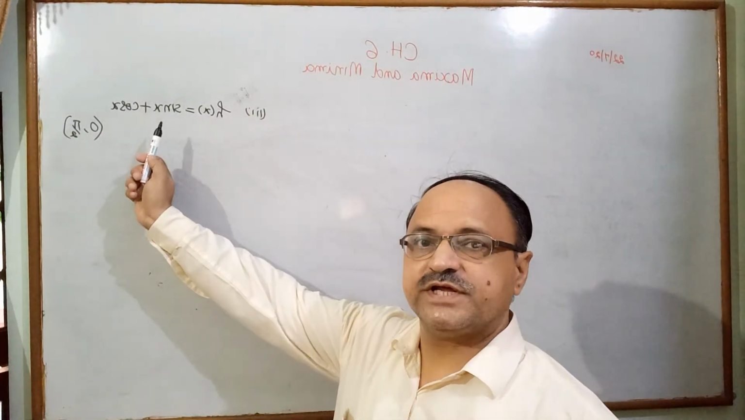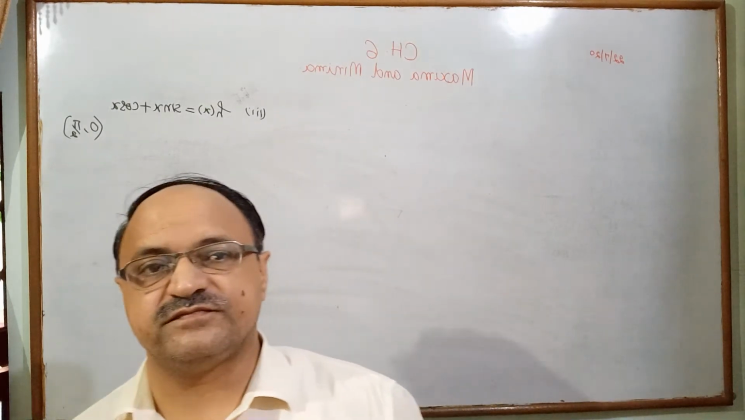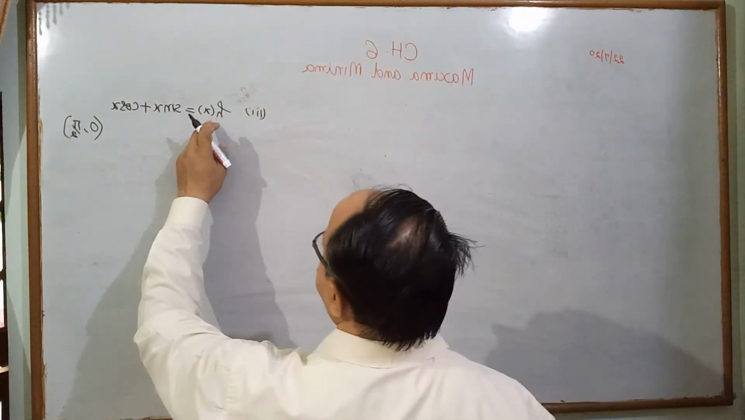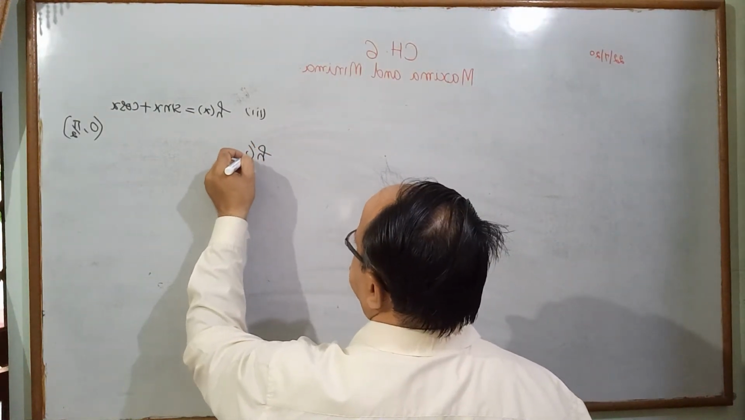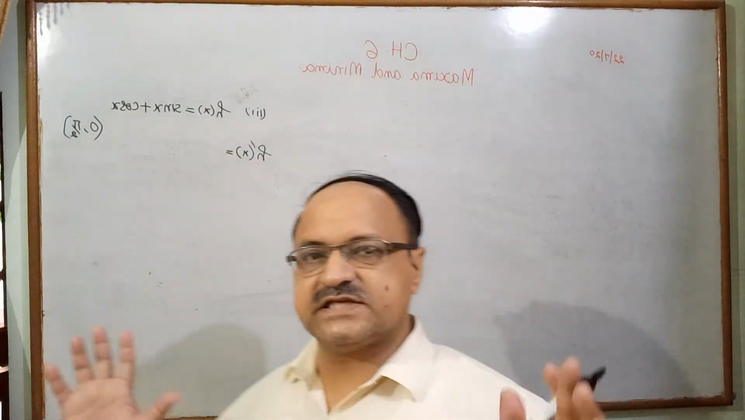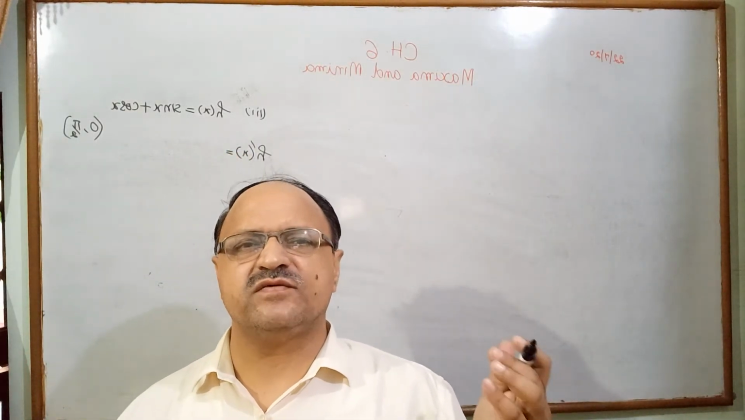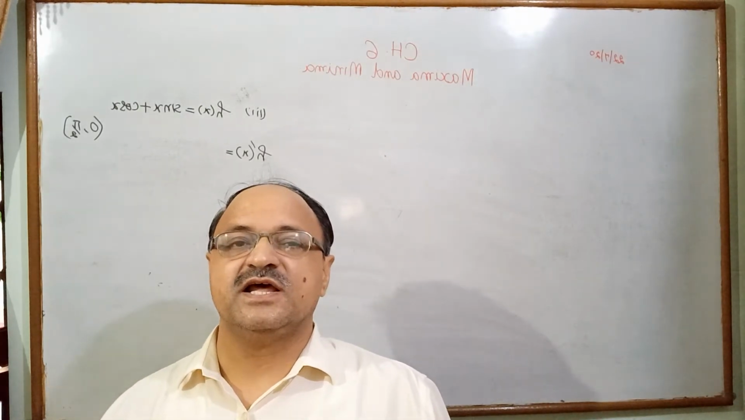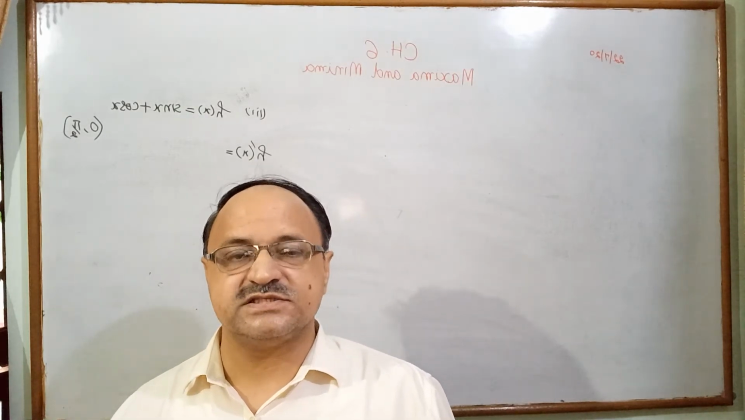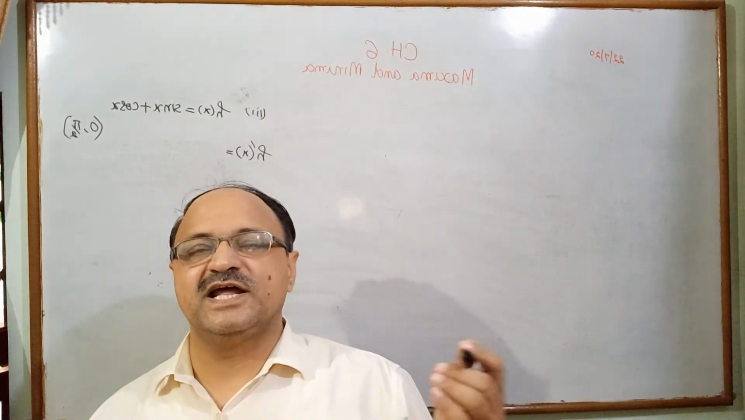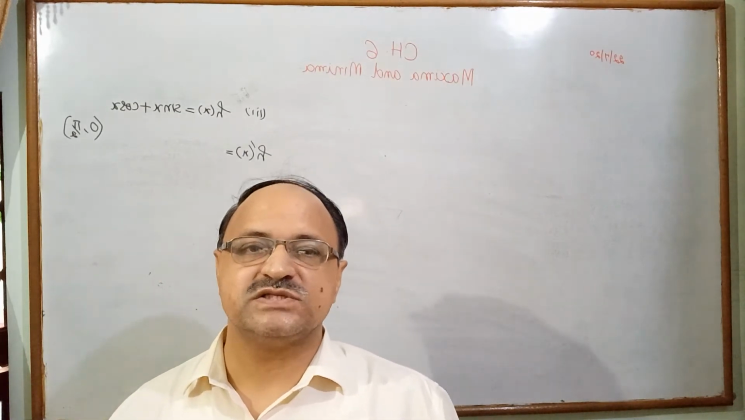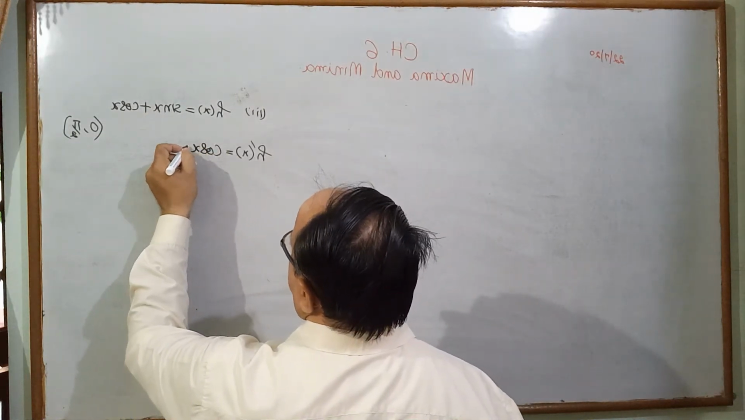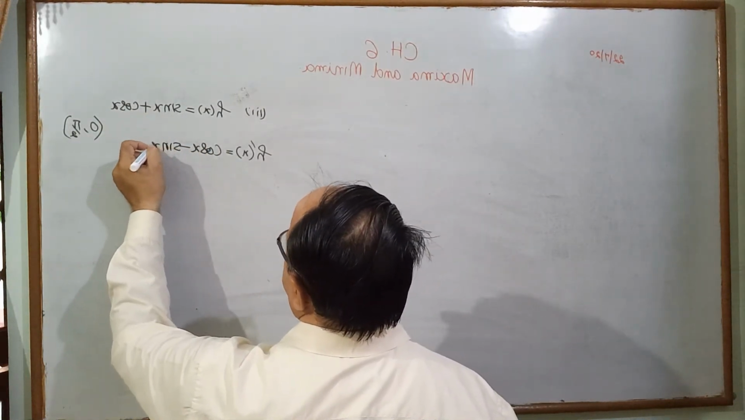The next part of this question is trigonometric functions. Very important. According to the board, find its derivative. The derivative of sin x is cos x, the derivative of cos x is minus sin x, the derivative of tan x is sec square x, you know very well. The derivative of cot x is minus cosec square x. The derivative of sec x is sec x tan x. The derivative of cosec x is minus cosec x cot x. So the derivative of sin x is cos x, and the derivative of cos x is minus sin x.